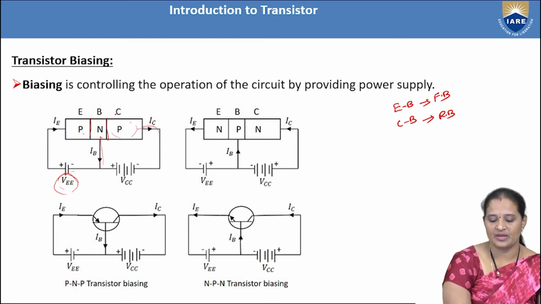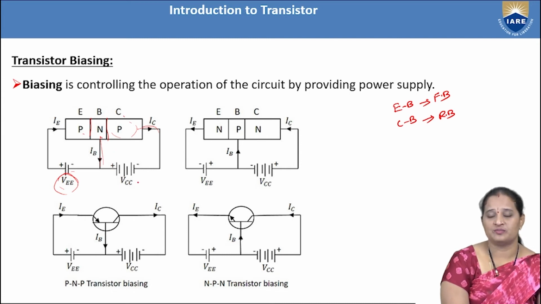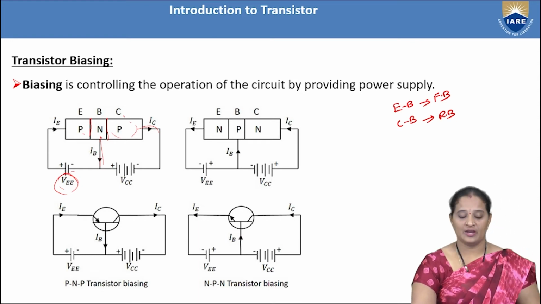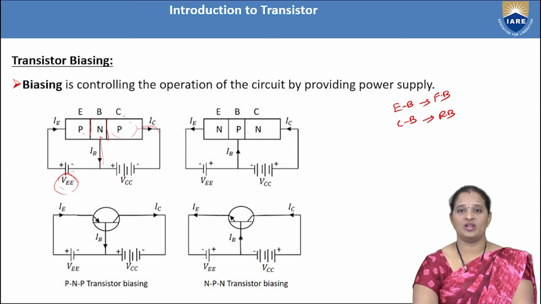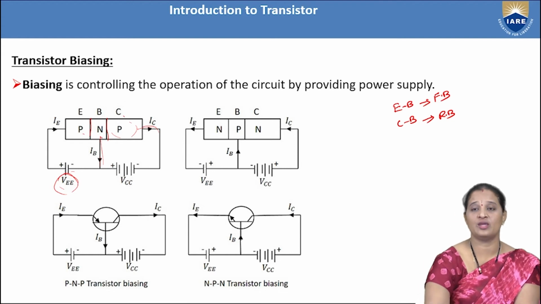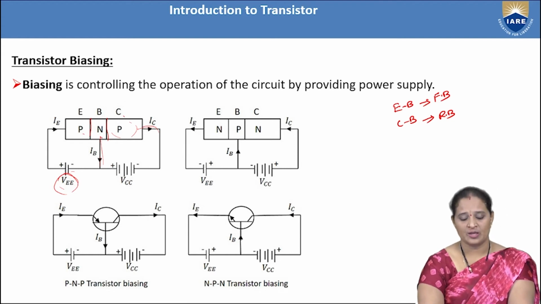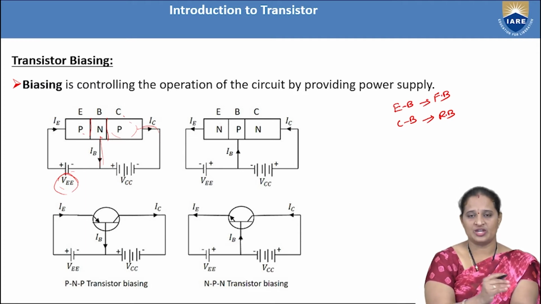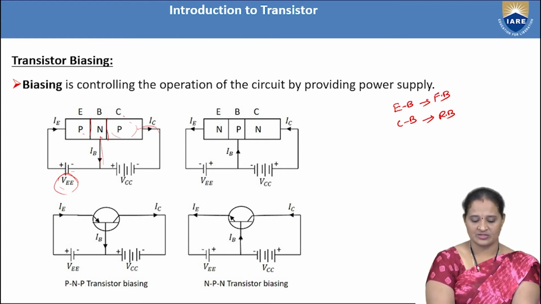So this is emitter, base, collector, and this is the biasing provided such that the emitter to base junction is forward biased and the collector to base junction is reverse biased, right? And due to that, we'll have currents, and the directions of these currents we'll be discussing when we discuss the operation of the transistor. Just look at this diagram, how we are providing the biasing such that the emitter junction is forward biased and the collector junction is reverse biased, right?